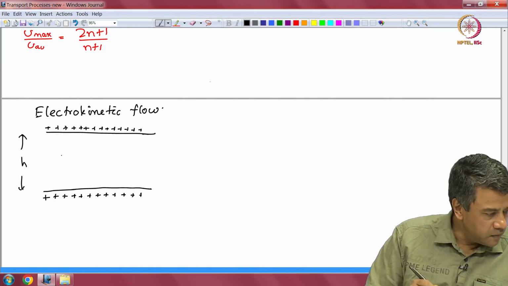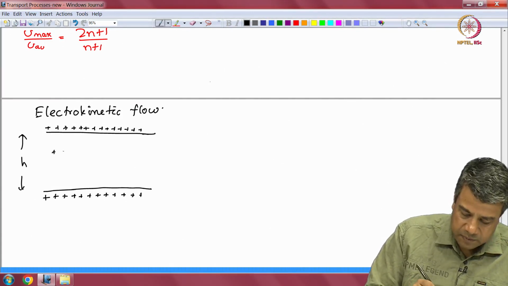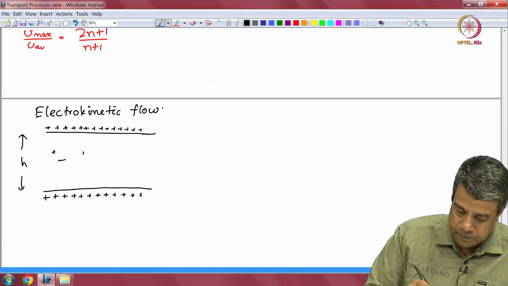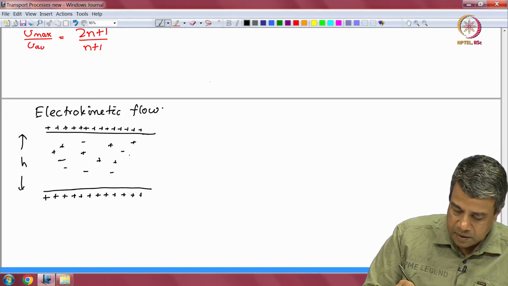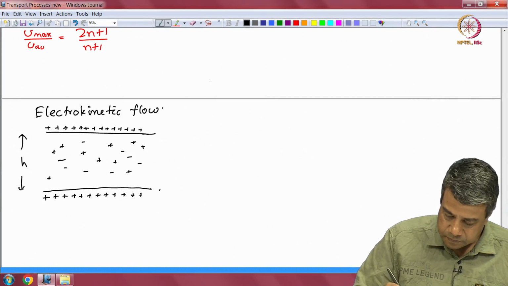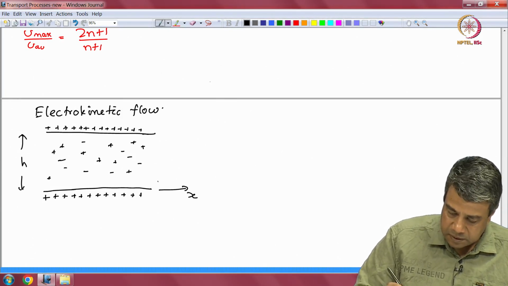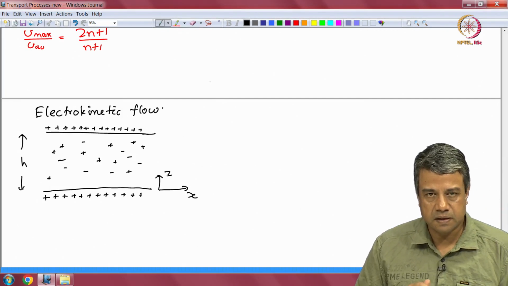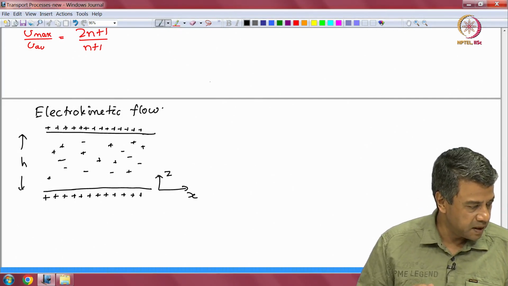And the fluid contains ions, so it will have positive and negative ions. And the fluid is on average neutral. Let us call the direction perpendicular to the surface as z and the direction along the surface as x.